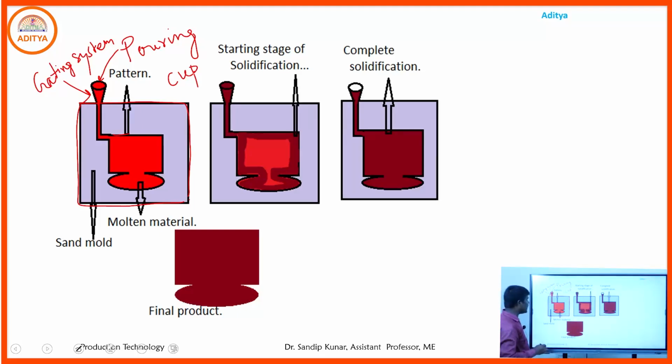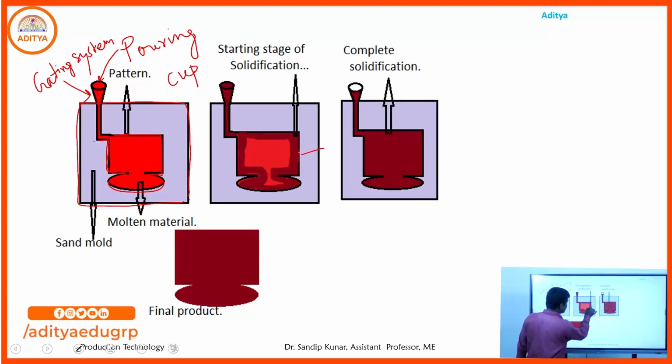Okay. So what happens when we pour the molten metal through the pouring basin? It will come to the particular mold cavity. Means it will take the particular shape as per the mold cavity shape. Then the solidification will start from that surface.